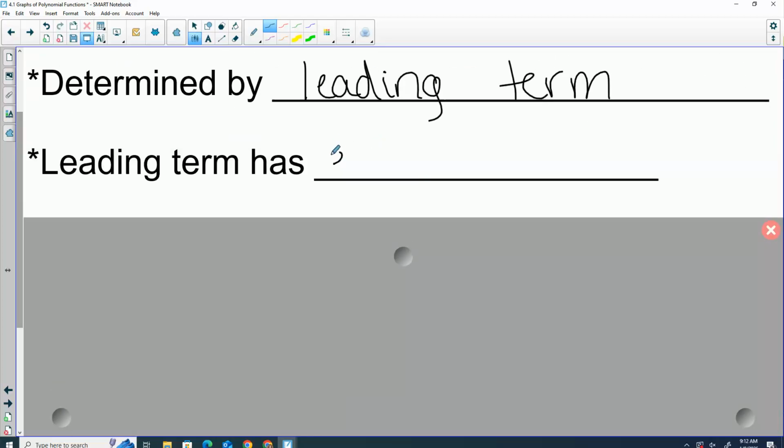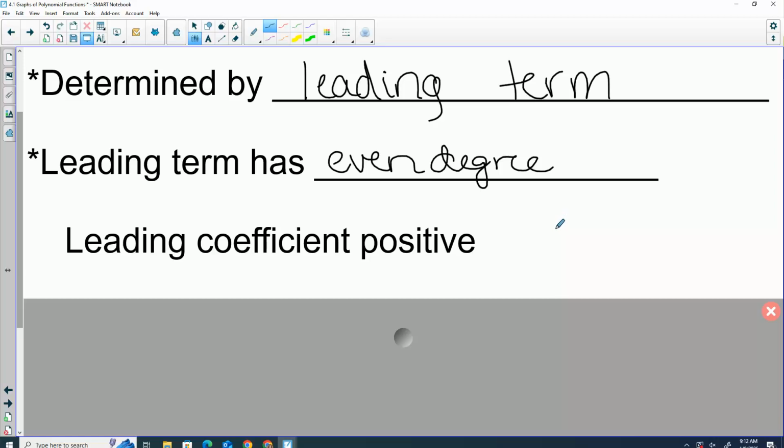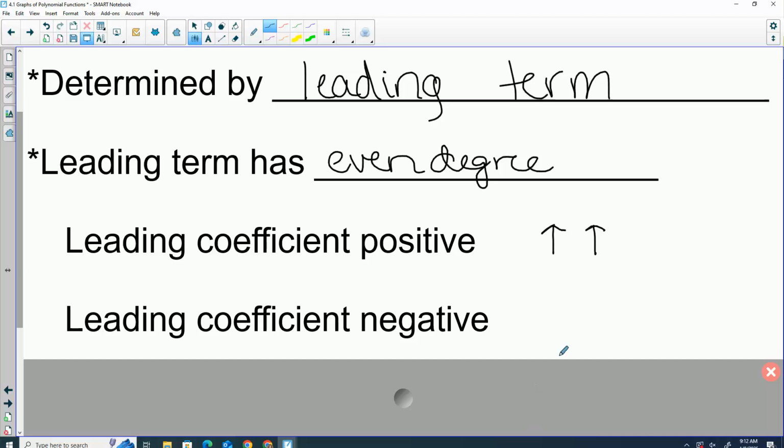So when our leading term has an even degree, we have 2 options. If it's positive, it's like a basic x squared. So I'm just going to draw 2 arrows. When I ask you end behavior, you can just draw arrows for me, telling me what direction it's going. What happens if I put a negative in front? If I say negative x squared, what happens to your graph? It reflects across the x-axis, so both ends end up pointing down. So if the power is even and the coefficient is positive, both ends are going up. If that coefficient is negative, both ends go down.